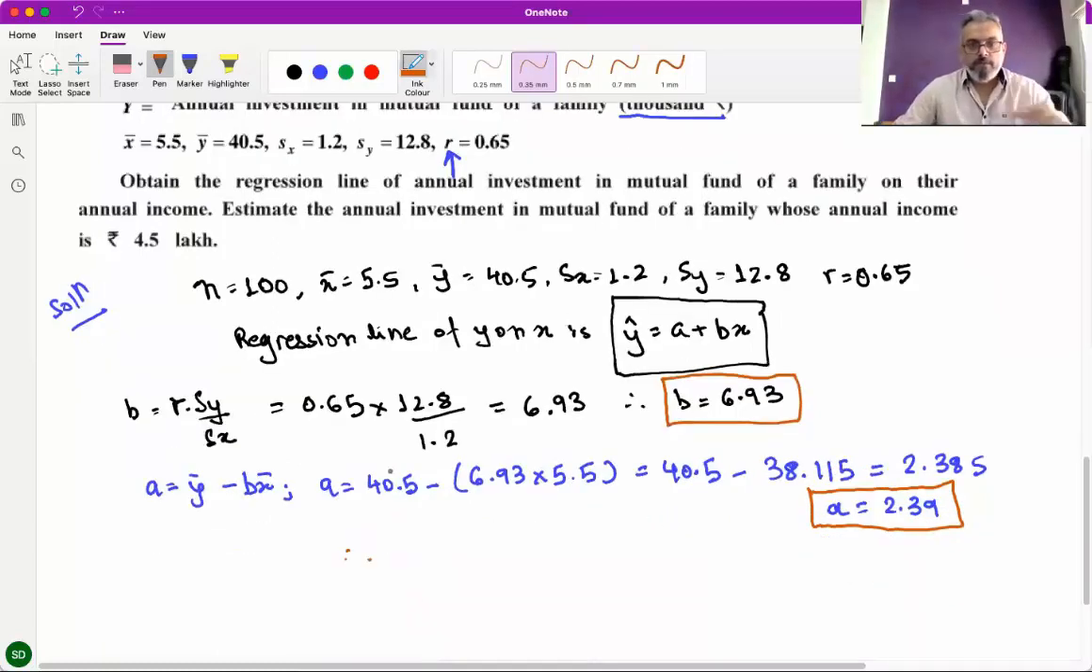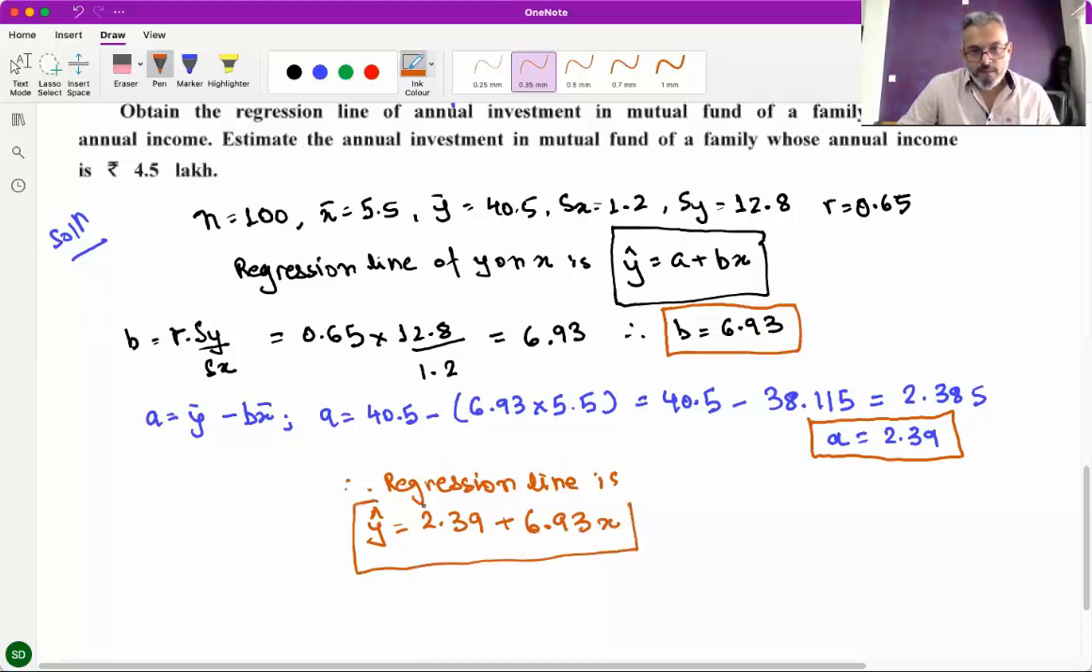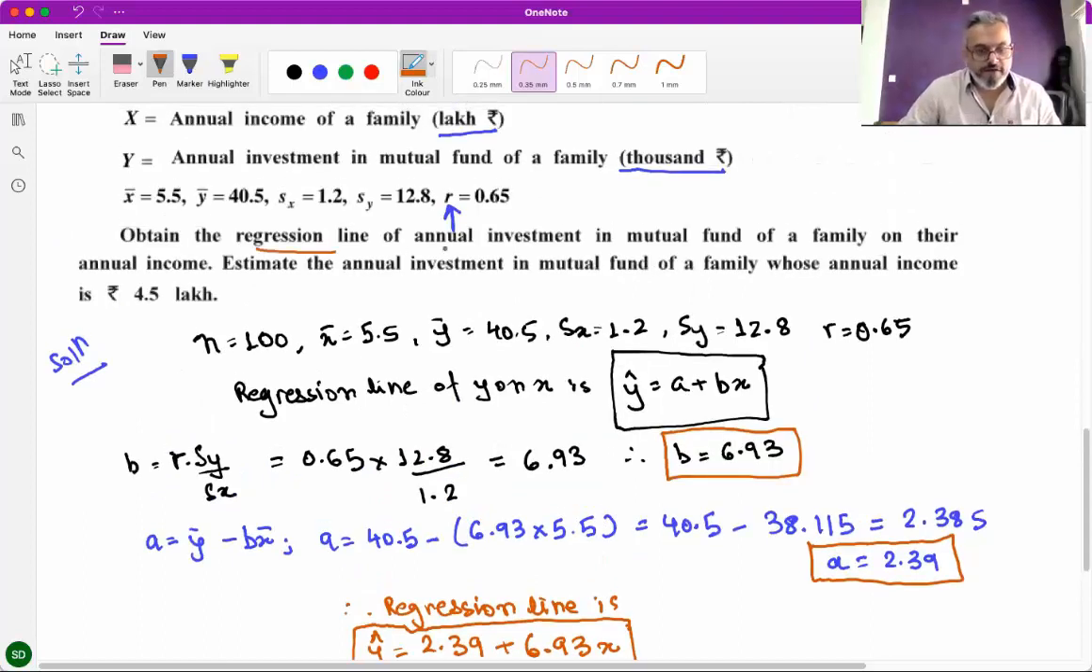Therefore, the regression line is Y cap is equal to 2.39 plus 6.93x. Now, we got the first answer, that is, obtain the regression line. Now, estimate the annual investment in mutual fund of a family whose annual income is 4.5 lakh.